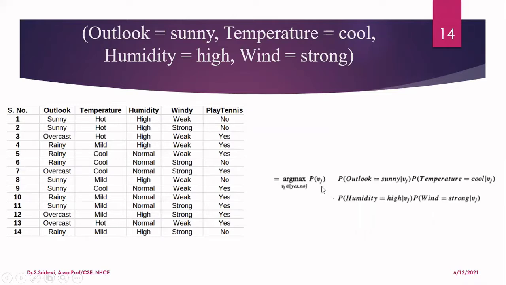And probability of Vj multiplied by probability of outlook is equal to sunny given Vj, and probability of temperature is equal to cool given Vj, and probability of humidity is equal to high given Vj, then probability of wind is equal to strong given Vj. So this is nothing but individual probability. Now you know why we are doing this. We have assumed that the individual attributes are independent of each other. That's why we are writing it as a multiplication of all the attributes.